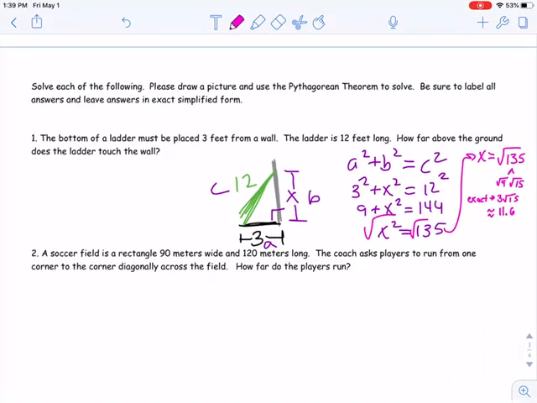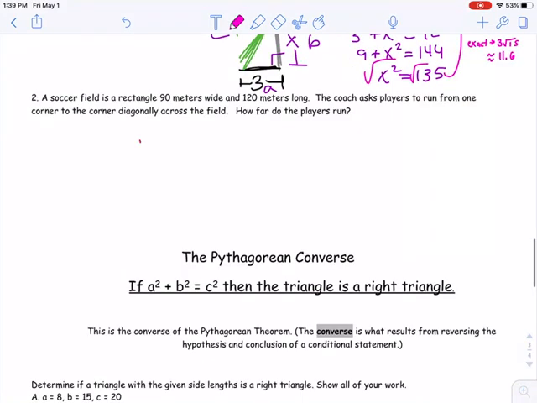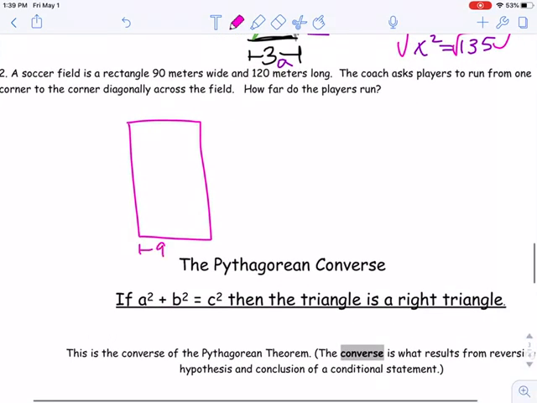And then last problem of the notes, we got a soccer field. Ooh, soccer, I miss sports. Is a rectangle with 90 meters wide and 120 meters long. Alright, so I'm just going to draw some rectangle. Apparently the soccer field's pink. That'd be pretty cool. I've never seen a pink soccer field before.